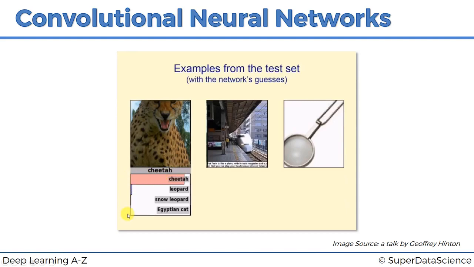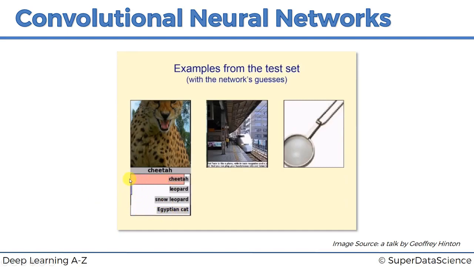And then here are the guesses, the top 4 or 5 sometimes guesses of the algorithm, and they're given a probability. So the neural network said cheetah, leopard, snow leopard, or Egyptian cat can be one of the 4, and cheetah has the highest vote. And throughout this part of the course, you will understand what these votes mean and how they are derived.